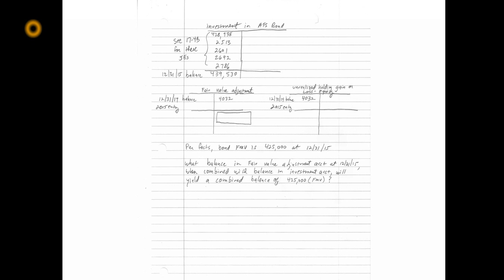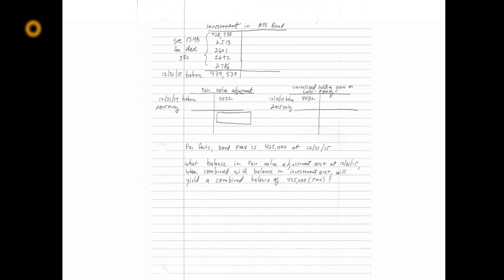So the balance of that account at December 31st, 2015 is $439,530. And of course the balance in the fair value adjustment account is $4032, that balance carried over from last year, and the balance in the unrealized holding gain or loss account, which is a component of equity, carried over from last year. So the question is, the fair market value of the bonds based on the facts in the problem, $425,000 at December 31st, 2015.